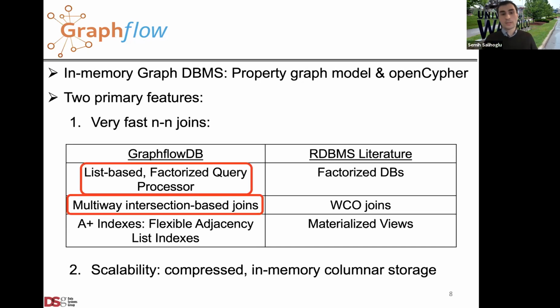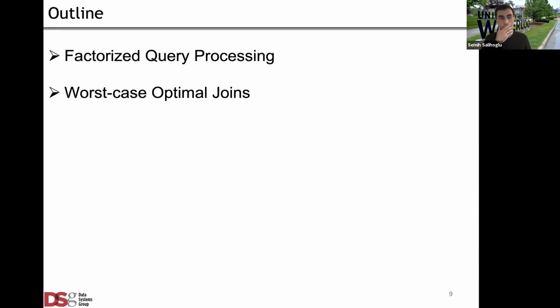And today I'll talk about two of the query processing techniques for many-to-many joins, factorized processing and worst case optimal joins. Right, so that's going to be the focus of this talk, and I'll give links to the rest of the work that we've been doing on the system. All right, so this is the end of the first part of my talk. So for the next two parts, I'll give you overviews of these two query processing techniques, factorized query processing and worst case optimal joins.